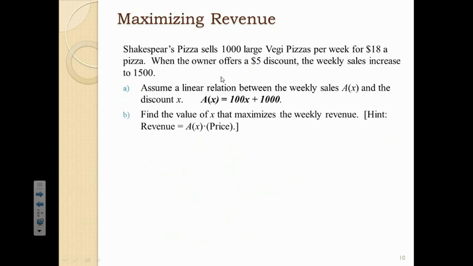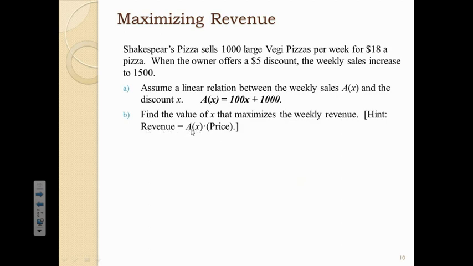Now, I copied the value here to the formula here, so we still have access to it. Find the value of x that maximizes the weekly revenue. Okay, so we want to find what the maximum revenue is. We need to find our revenue function, take the derivative of it, set it equal to 0, and solve. Well, they give us a hint here, that revenue equals A of x times the price.